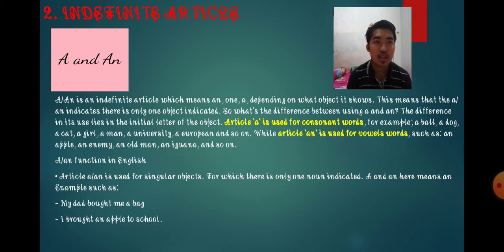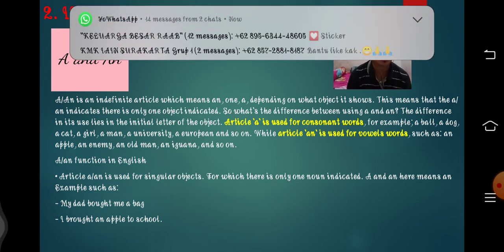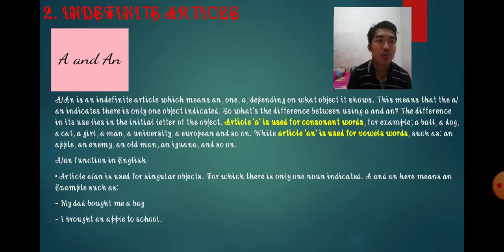Article a is used for consonant words. For example, a ball, a dog, a cat, a girl, a man, a university, a European, and so on. While article an is used for vowel words, such as an apple, an enemy, an old man, an iguana, and so on.